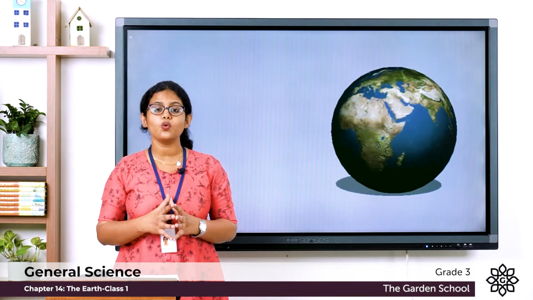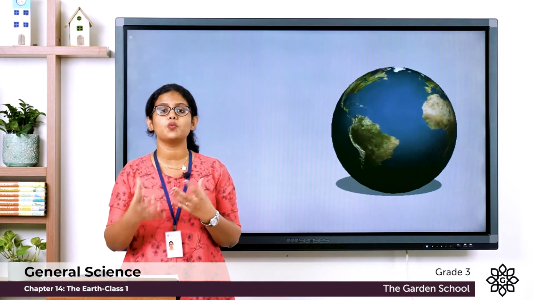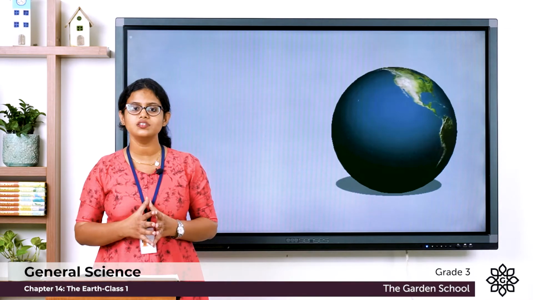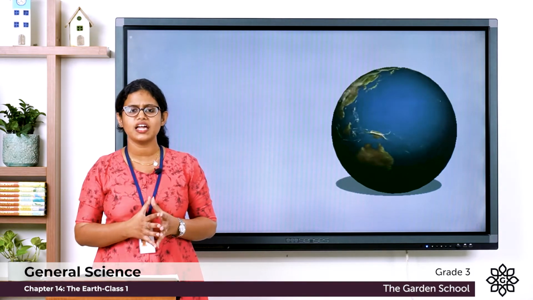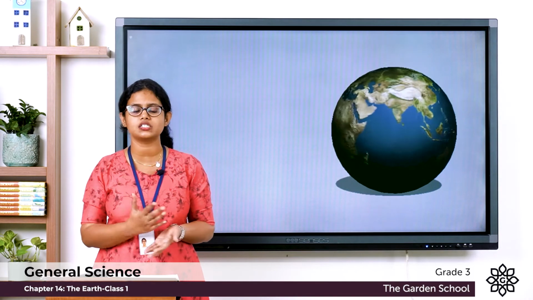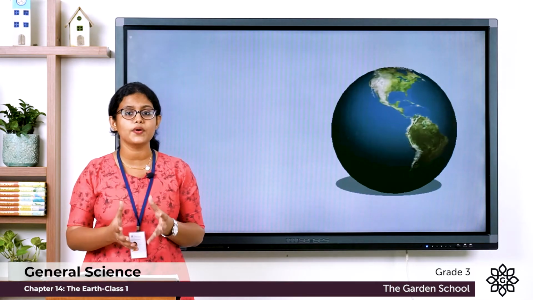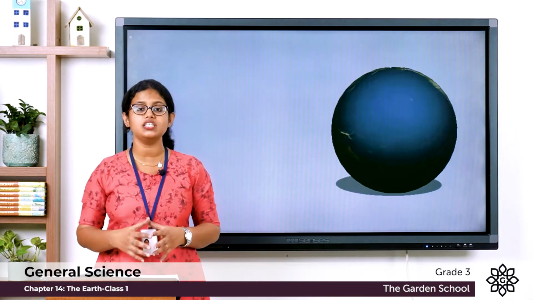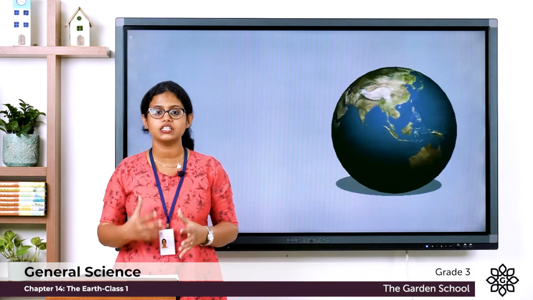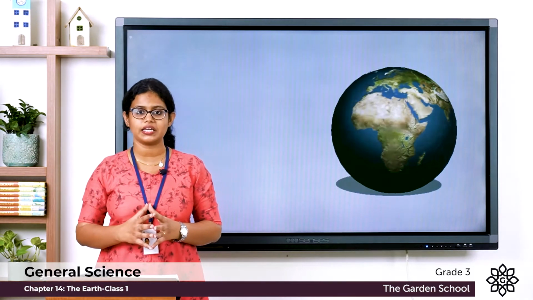So 3/4 of the Earth's surface is covered with water, that is the blue part, and 1/4 of the Earth's surface is covered with land, that is the brown part, and you can see the white patches. They are the clouds in the sky.